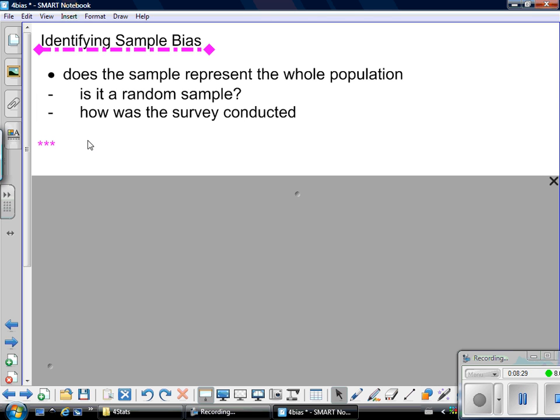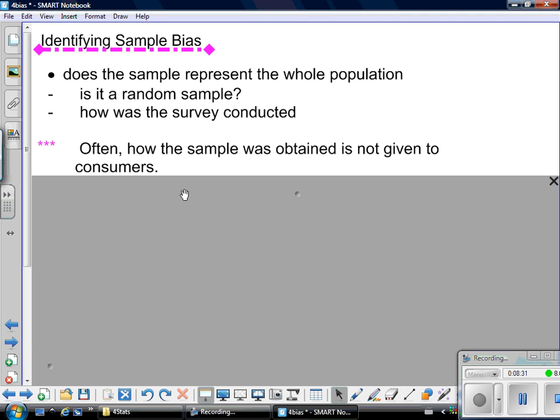Okay, so what we're looking at here is often how the sample was obtained is not given to the consumers. They don't tell us how the data was collected. They just tell us these are the results.